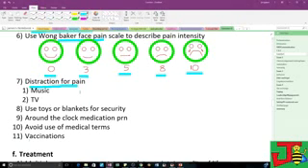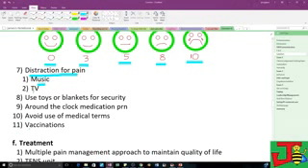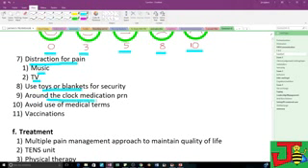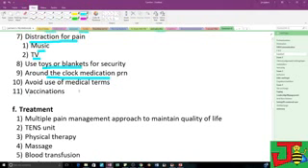Another type of intervention would be distraction for pain. We could use TV or music to distract them. We could also use toys or blankets so they could feel secure. And we could also give around the clock medication as needed. The nurse should avoid use of any medical terms, and we could also tell them to complete their vaccinations.